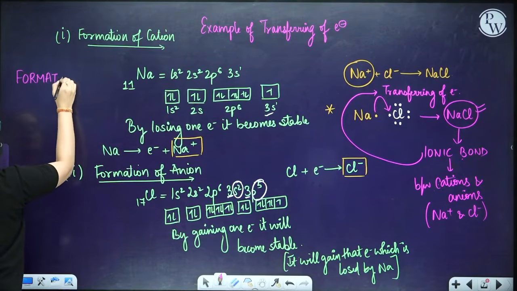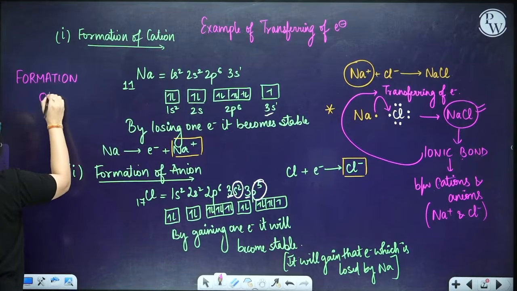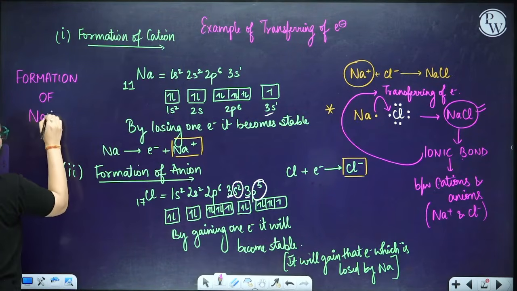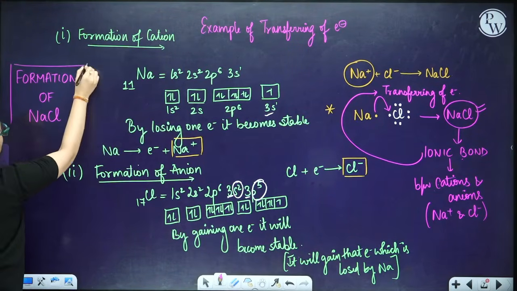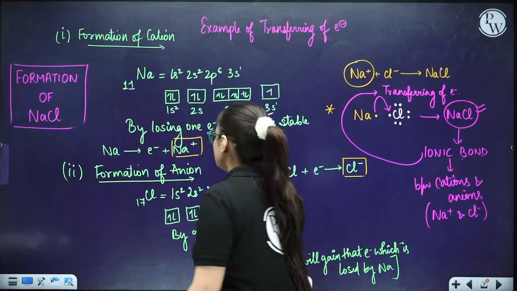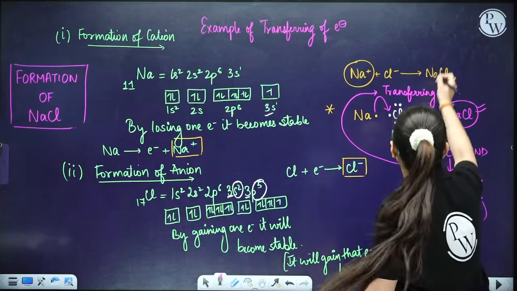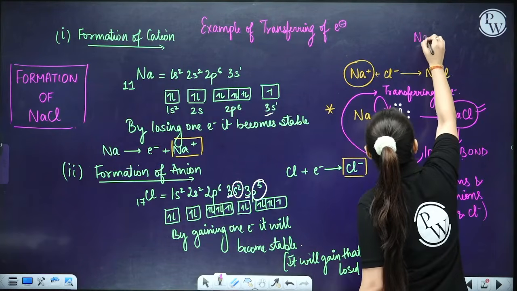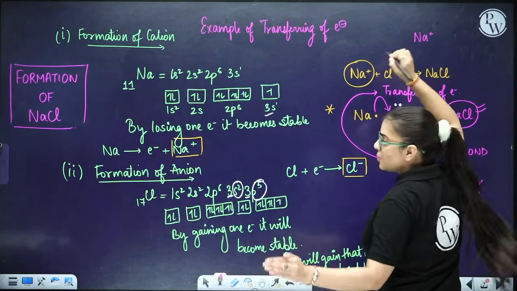That is the formation of NaCl. Students, if I show you the 3D structure of NaCl, how does it look? See over here, for example, this is your Na. It is surrounded by 6 chlorine. How, in such a way?